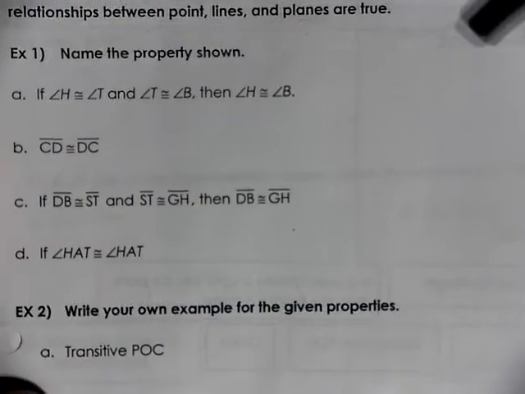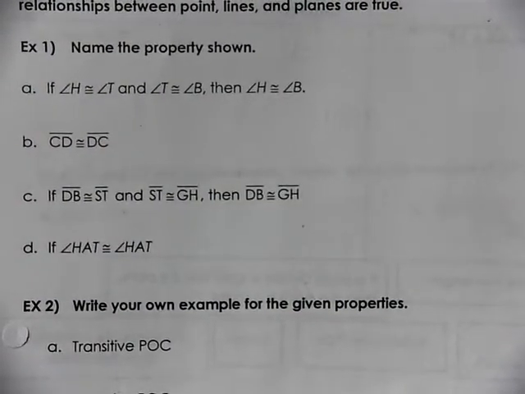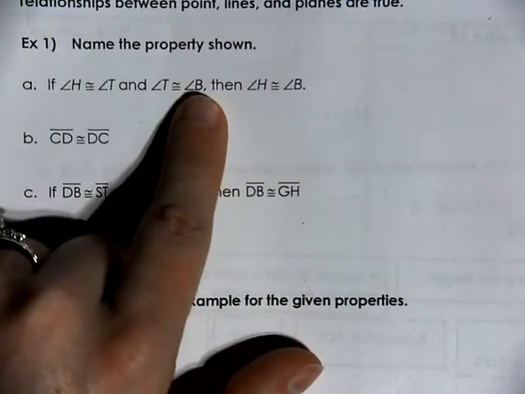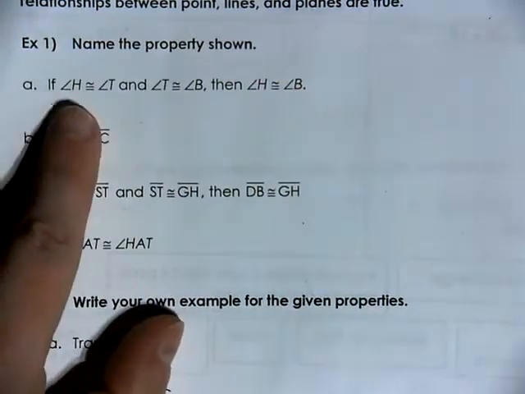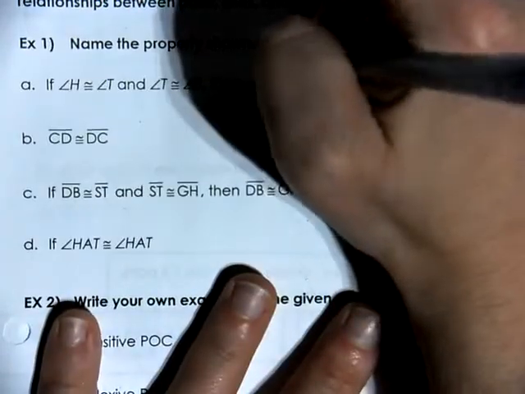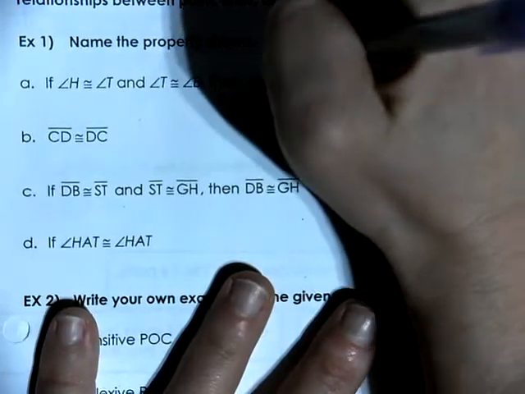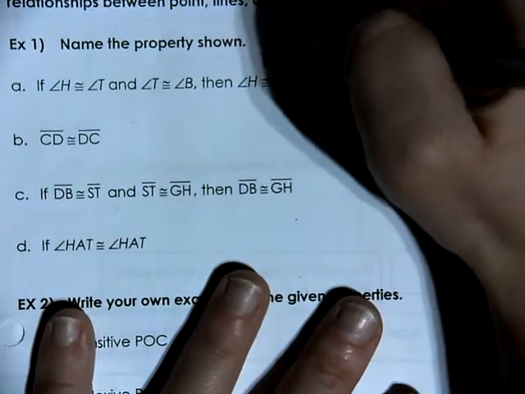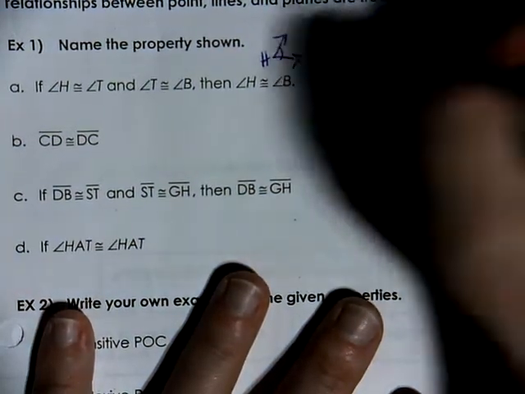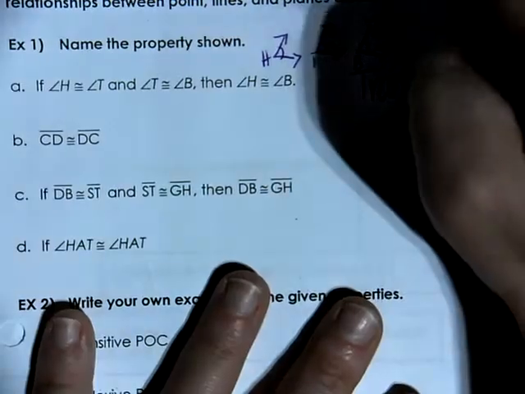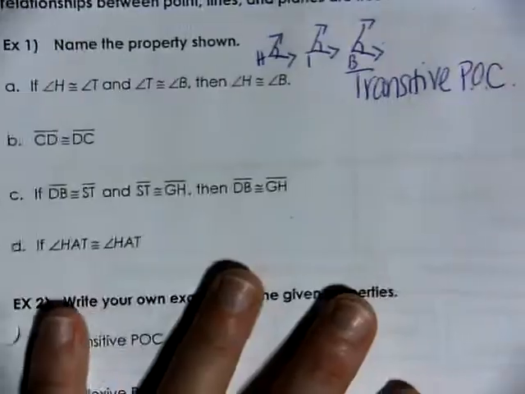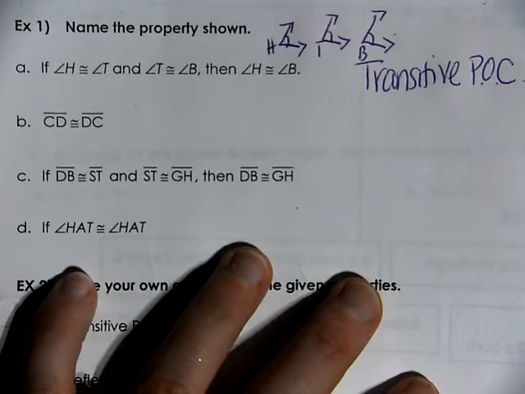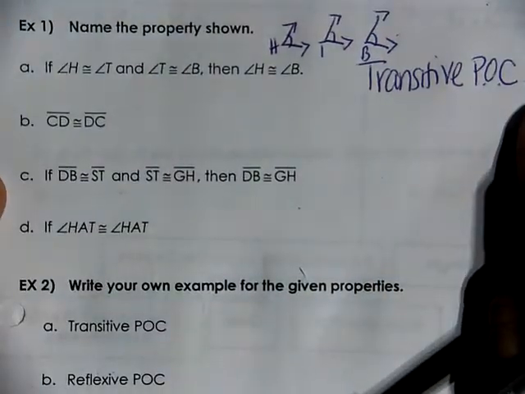So in our first example, what we want to do is name the property that is shown. It says, if angle H is congruent to angle T and angle T is congruent to angle B, then angle H is congruent to angle B. Look at this. We have three pieces of information. And if it's helpful, we can write this out. Angle H is congruent to angle T, and angle T is congruent to angle B. So therefore, angle H is congruent to angle B, and this is an example of the transitive property of congruence. POC represents property of congruence. Before we had POE, which means property of equality. POC means property of congruence.